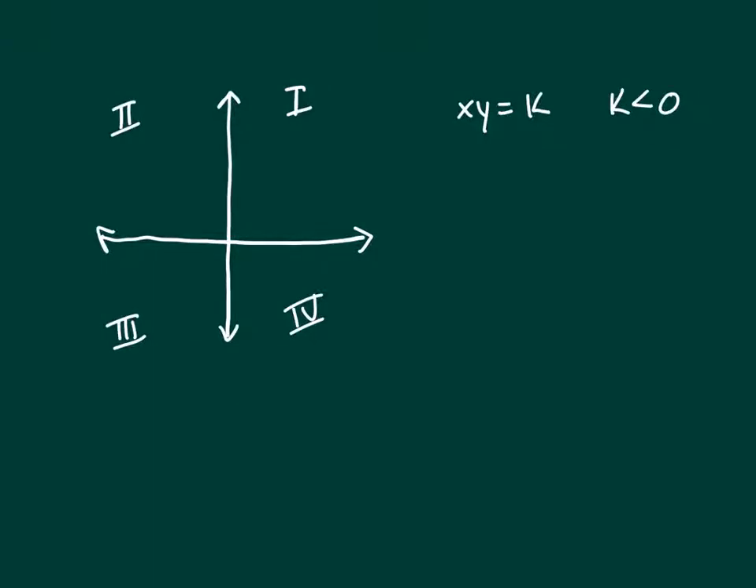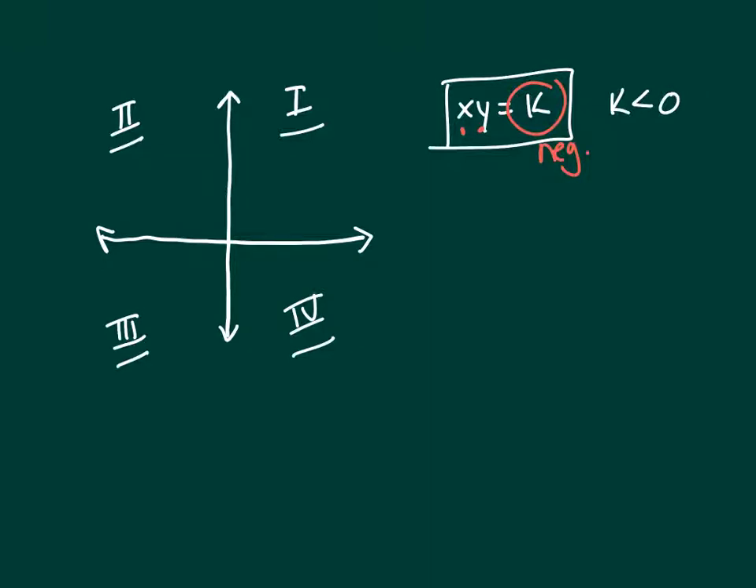We are trying to figure out which of the quadrants, 1, 2, 3, or 4, contain this line xy = k. And they tell us that k is less than 0. Well, how do you multiply two things together and get a negative number that's less than 0?